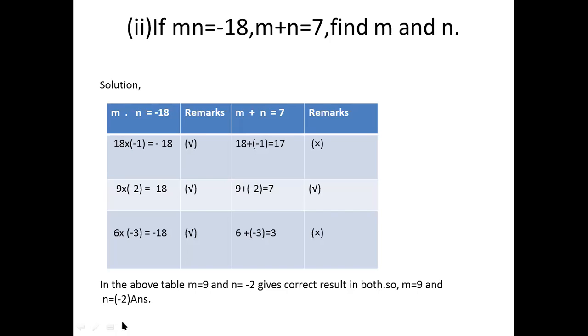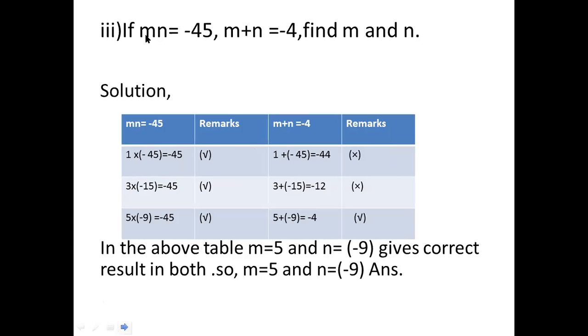Okay, like this we have to do. Let's move to the next slide. And here, by multiplying m into n we should get minus 45, and by adding them, m plus n, we should get minus 4. Find m and n. What are those two numbers?